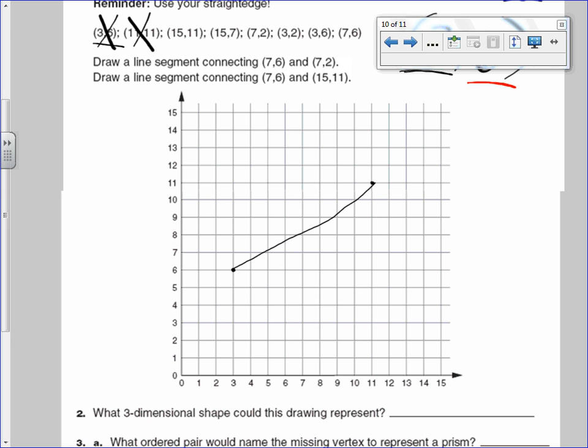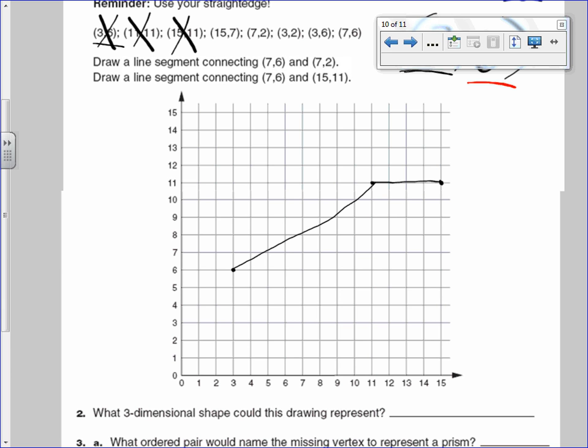That one's done. Now we're going over 15, 11. So, well, I know the y-axis is 15. To go over 15, go up 11, plot a point. Remember that first number is on the bottom axis, the horizontal or the x-axis. That second number represents the vertical or the y-axis. Connect those points. Every time we make a point, we're connecting them. Cross it off.